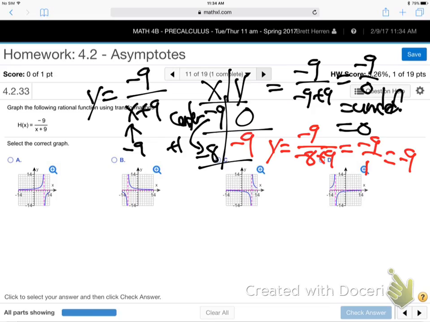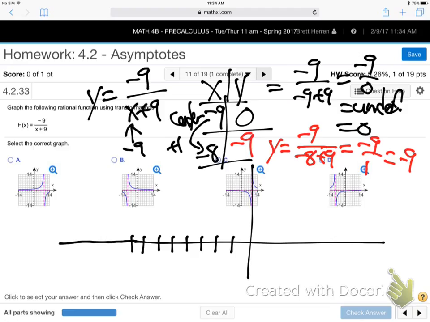All right, go to the graph. Boom, there it is. Back 9, up 0. There's the center of the crosshairs, the center of the asymptote lines. Is that good? And put our asymptote lines there. Cross right there.